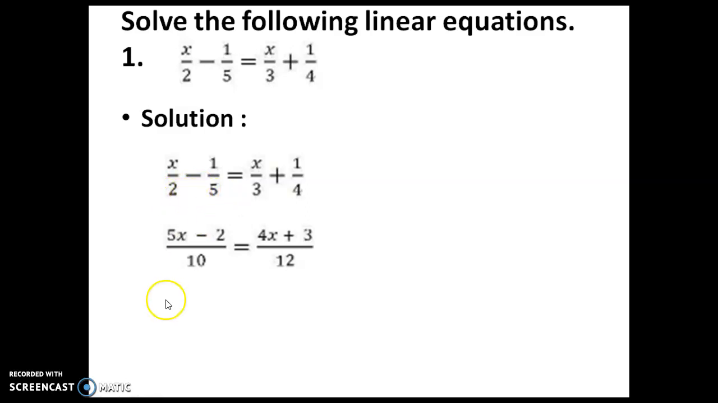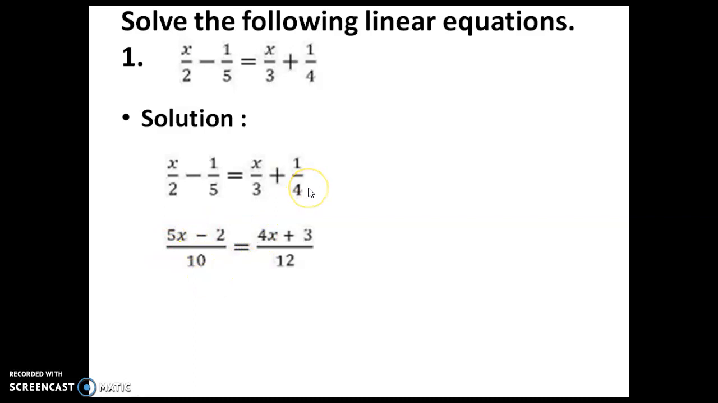So 2 into 5 is 10. Then this 5 you have to multiply to this numerator, and this 2 you have to multiply to this numerator. That's why we are getting 5x minus 2. So this side it is over.